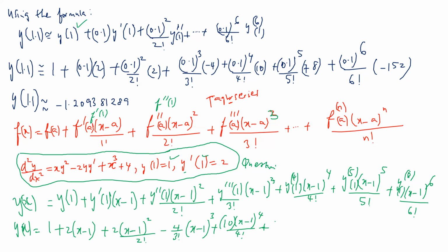Okay, it's 78. You can see it above in the blue color. Fifth prime. What about y sixth prime? We got it to be minus 152. Yes, y sixth prime, the sixth derivative of y at 1. And then we have x minus 1 to the 6, over 6 factorial.